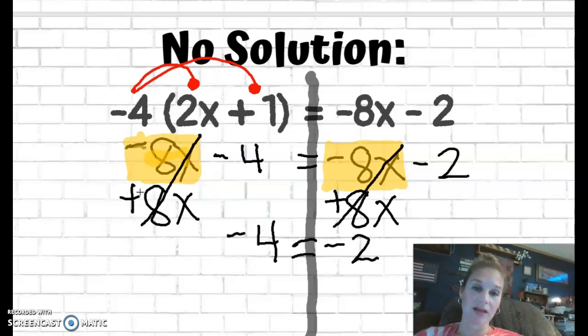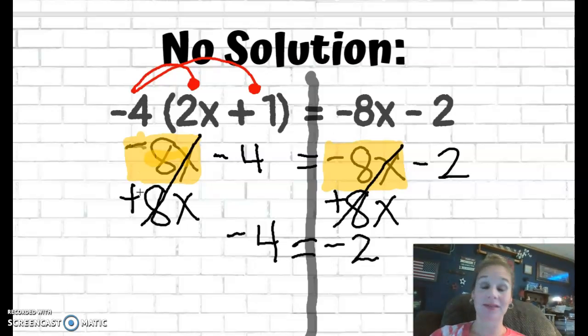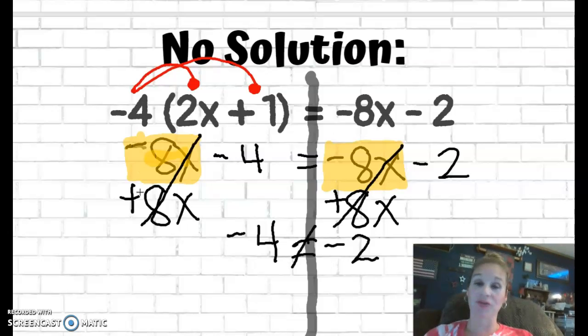When we get an answer like this that says -4 is equal to -2, hopefully your brain's saying that's not true. -4 is not the same thing as -2, which is correct. So that means that there's no solution. When you have an answer that expresses a statement that is completely not true, where you're going to say, nope, -4 does not equal -2, the way that we interpret that in mathematics is to call that a no solution problem.